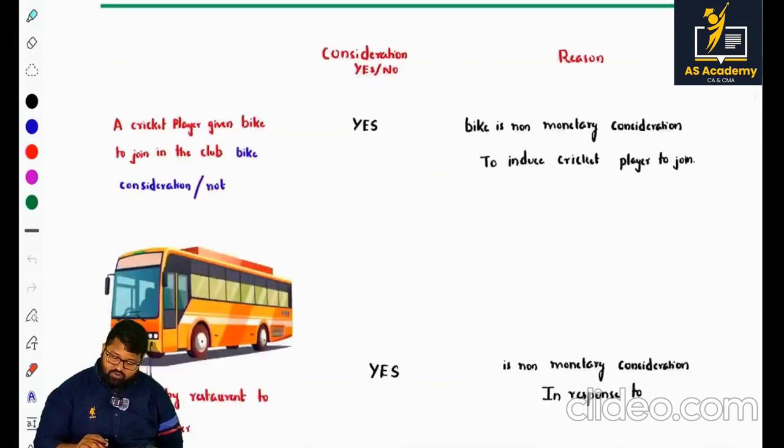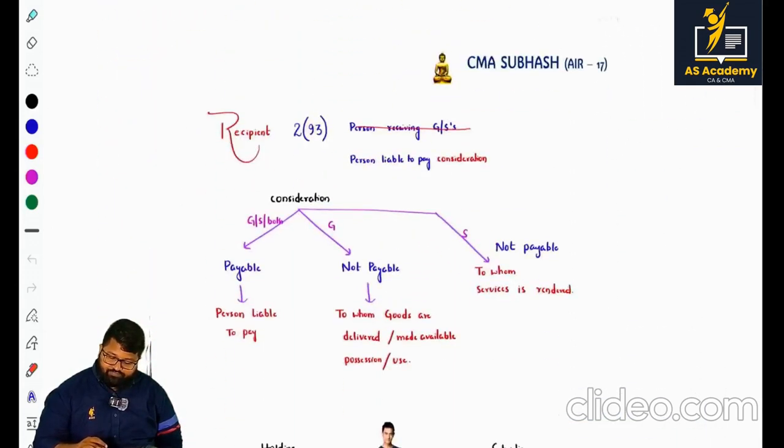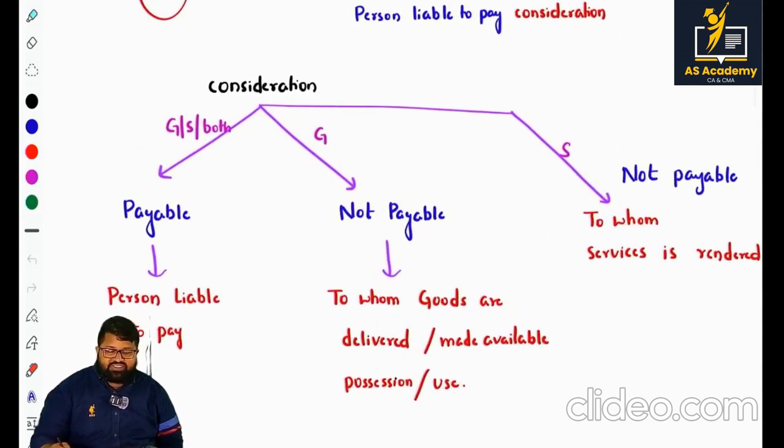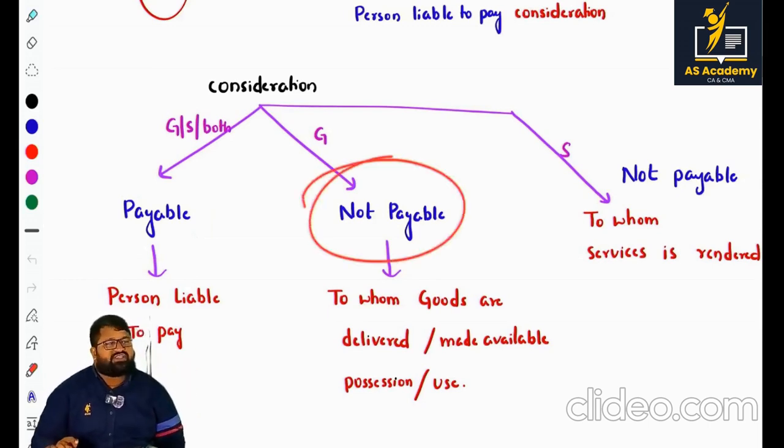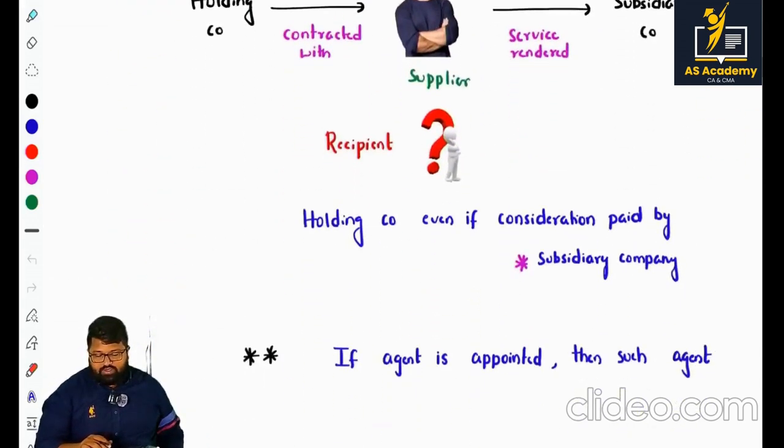Next, this and all are not required. Examples. Sir, the basic definition of recipient. If the consideration is present, who is liable to pay? That person will be the recipient. If consideration is not present in the case of goods, then who is receiving the goods? That is sufficient. In the case of service also, the same point. Okay. Next.